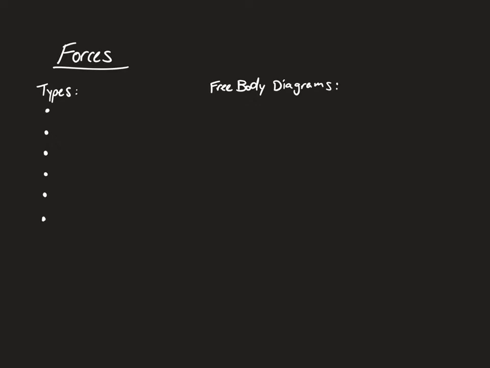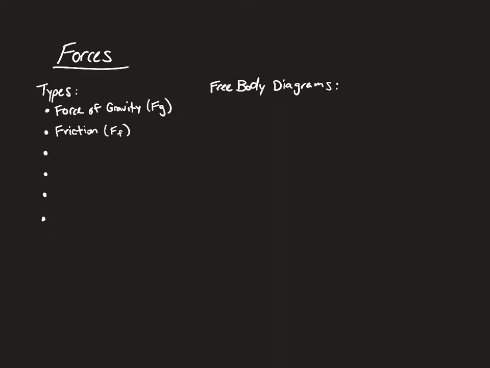The first one, the most obvious and what we probably know, is everything experiences a force of gravity. And on a free body diagram, we're going to label that Fg. Another type of force is we can have a force of friction that usually slows objects down. Air resistance is technically a type of friction, so it falls under that category.